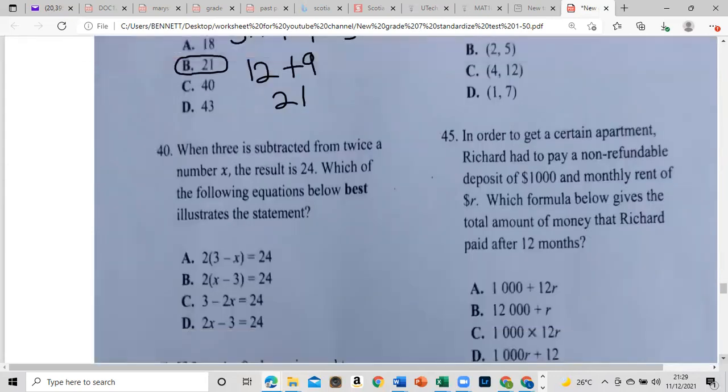40. When 3 is subtracted from twice a number x, the result is 24. Which is the following equation below? So let's see that. We have to twice it first. So 2x minus 3, and our answer should be 24. Let me see if that option is there. Yeah. So this would be very easy.